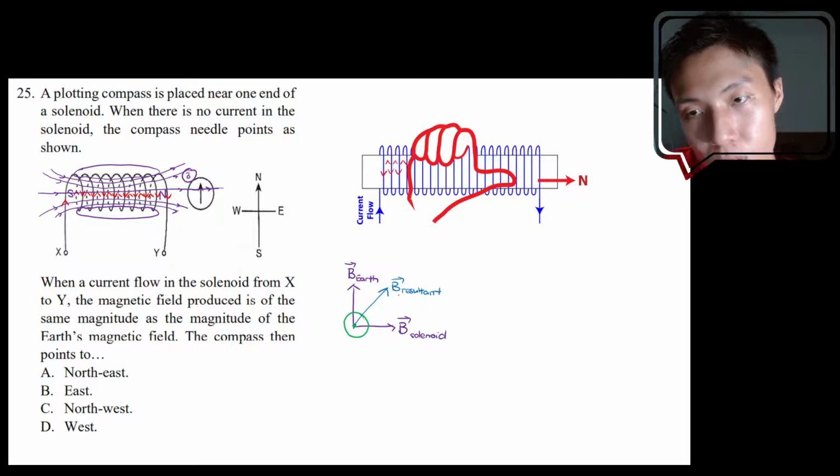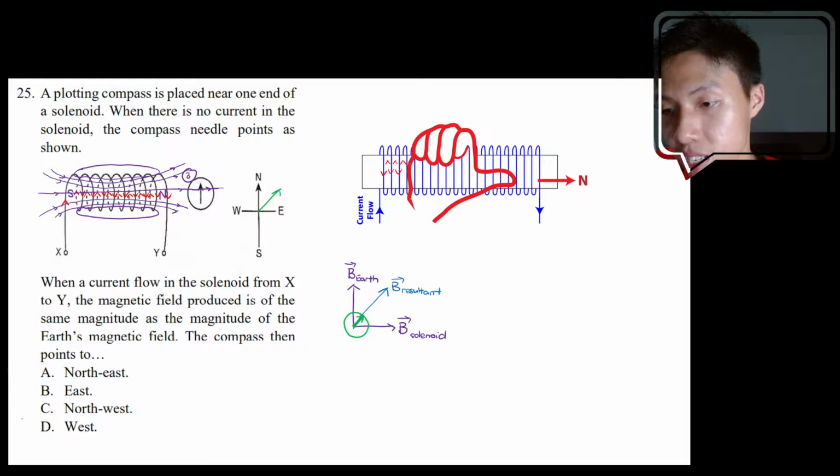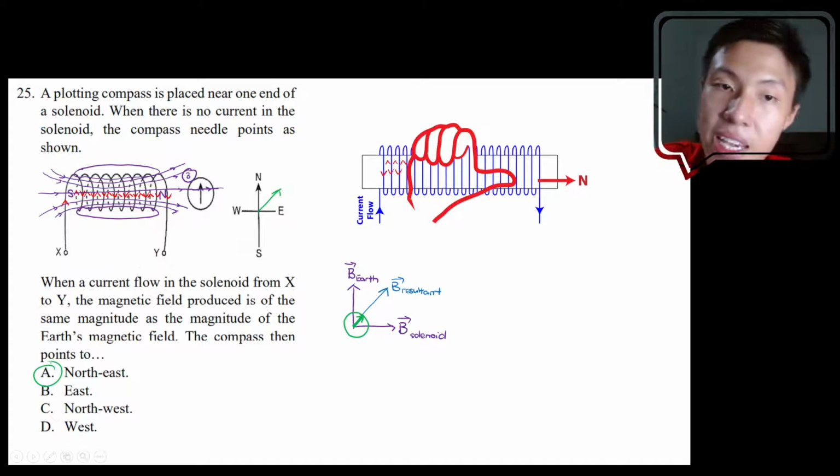Therefore, you should observe your compass needle to be pointing in this direction. Okay, so this direction is over here, and this is northeast. That's why the answer is A.